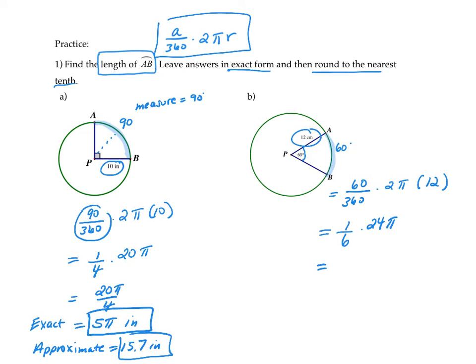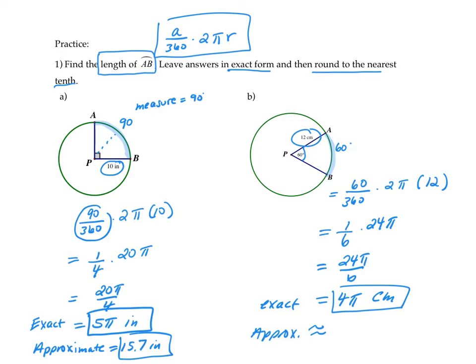And when I rewrite that as 24 pi over 6, I notice that it can reduce more, 4 pi. If I just put centimeters on my final answer, that's an exact answer. But if I take it and go to the calculator, that will be my approximation. And 4 times pi on the calculator comes out to be 12.6 when you round it to 1 decimal place.